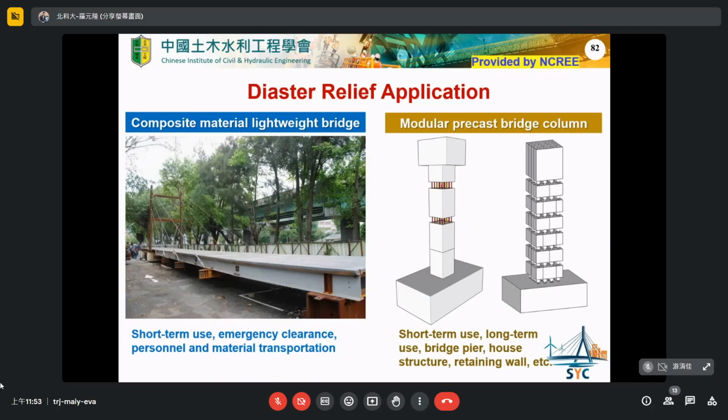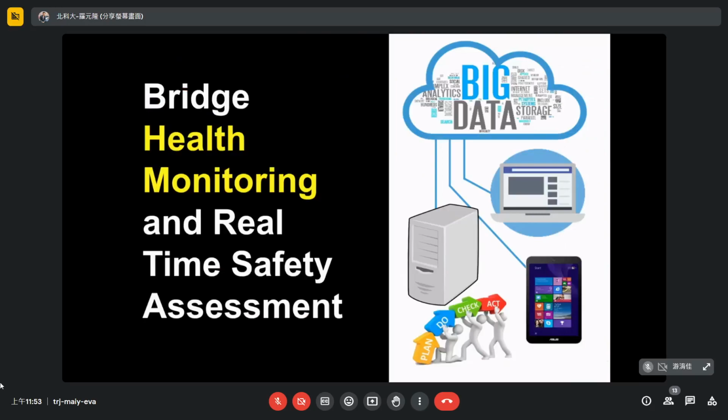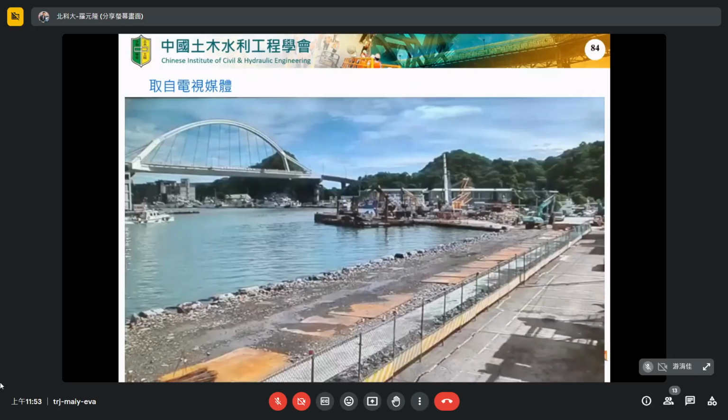Okay, so the two cases we propose can achieve short-term use, emergency clearance, personnel and material transportation. And this one is for short-term use and long-term use, and it is also available for use in the bridge pier, the house structure, and retaining walls. Okay. And finally, I will talk about bridge health monitoring and real-time safety.